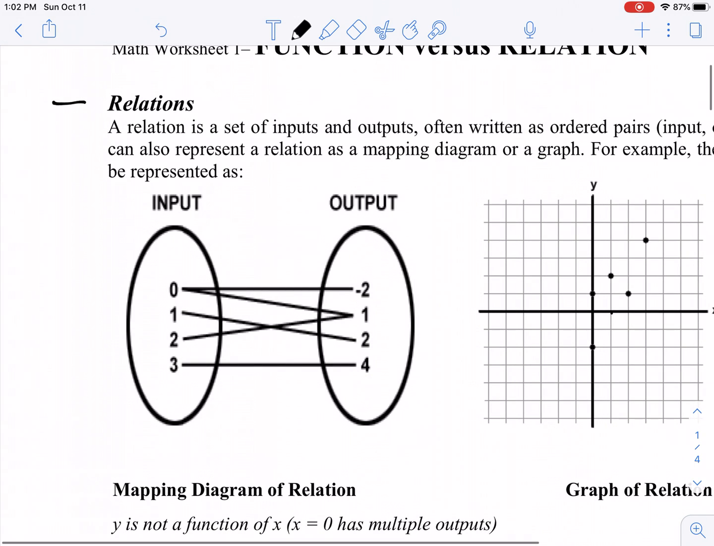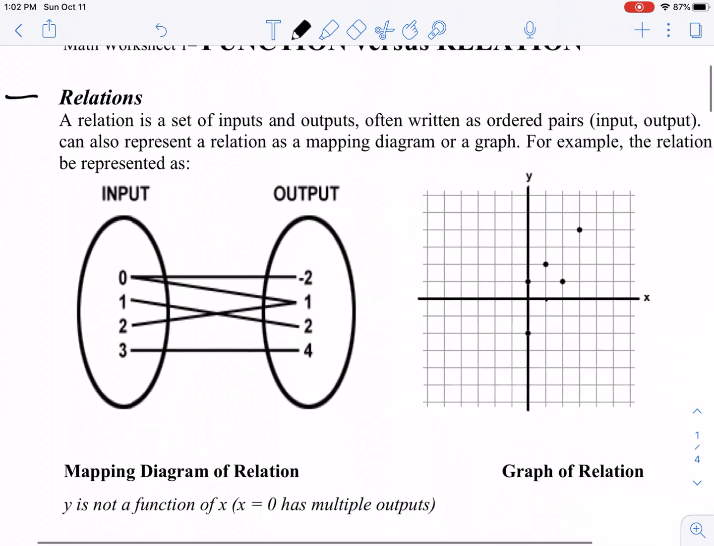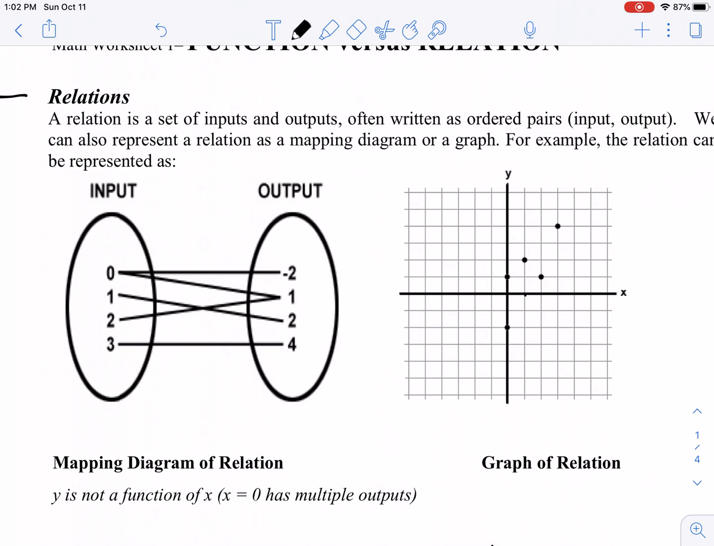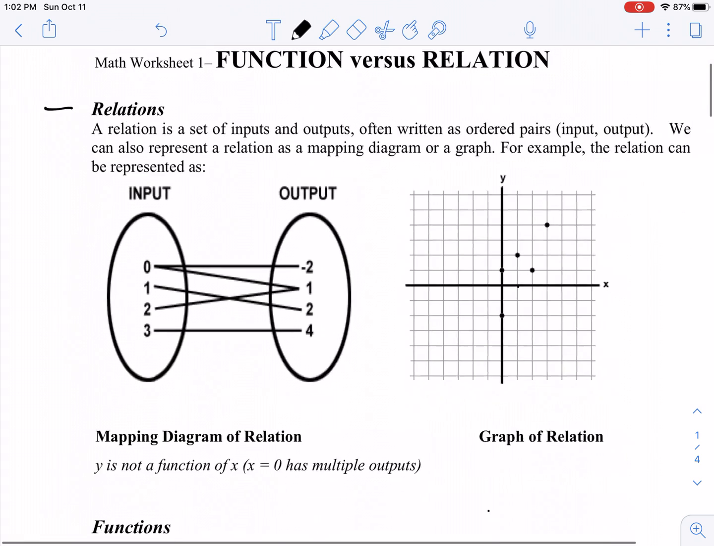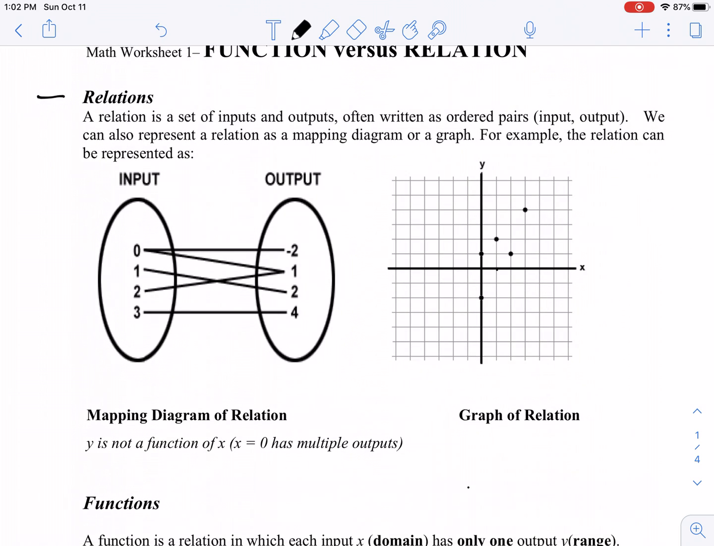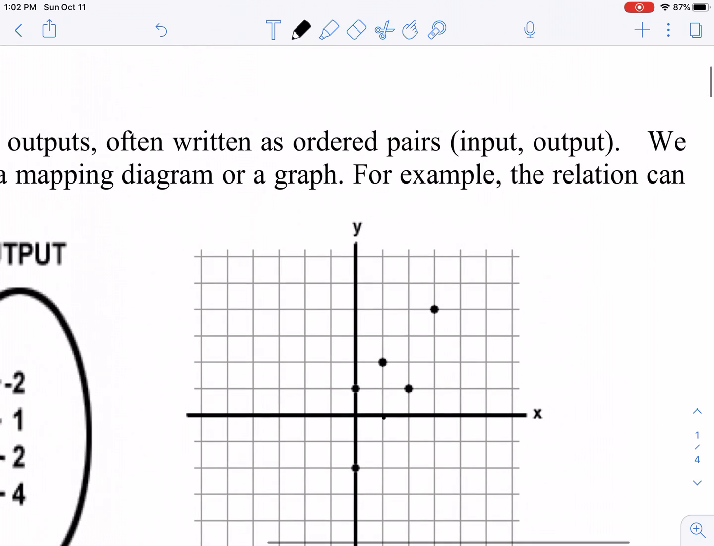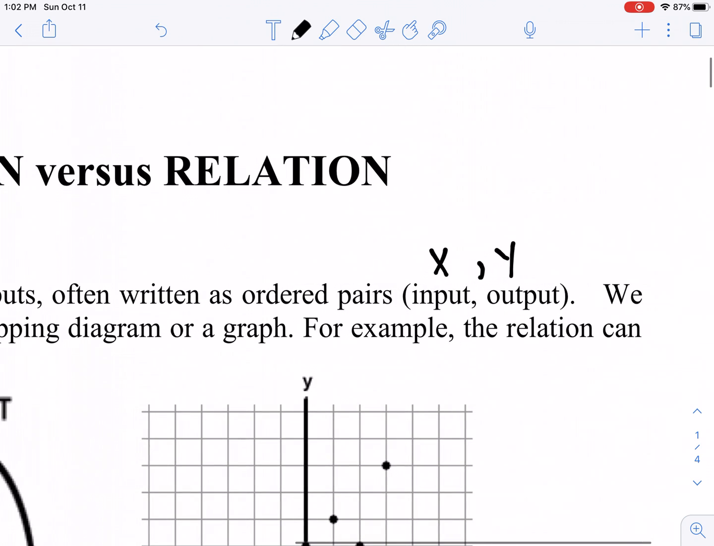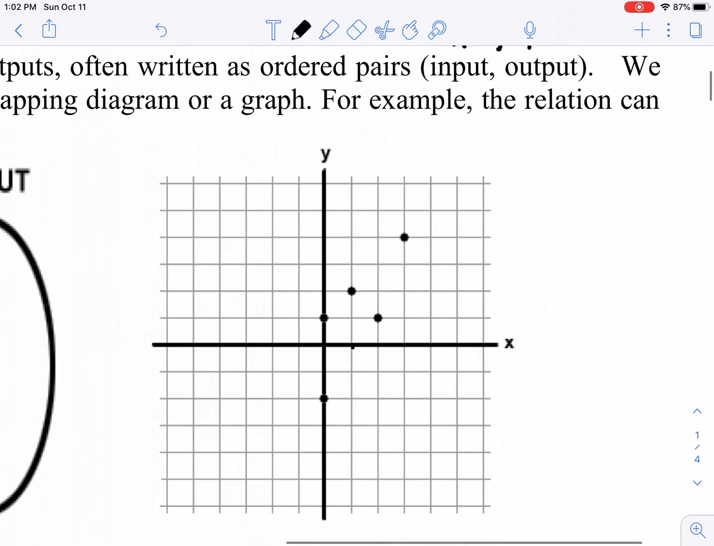what is a relation, okay? It says a relation is a set of inputs and outputs often written as ordered pairs, okay? Ordered pairs. So go back to your middle school days. When we're talking about an ordered pair, remember we're talking about like an X and a Y. For instance, if I had an ordered pair, maybe it's like 1, 2. The first one is always our X, and the second one is always our Y, and that would be a point that we could plot on a graph.